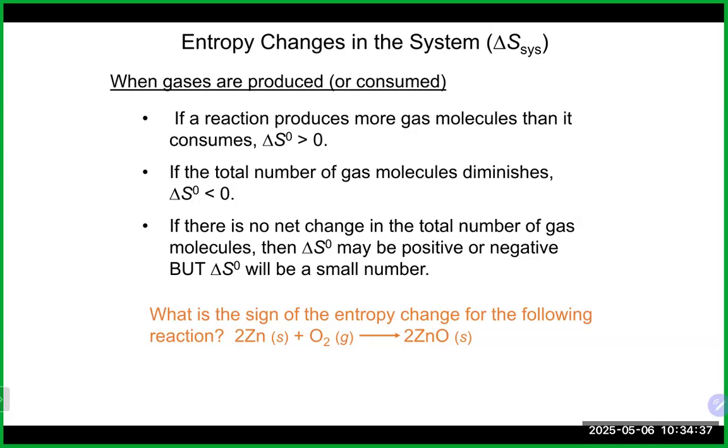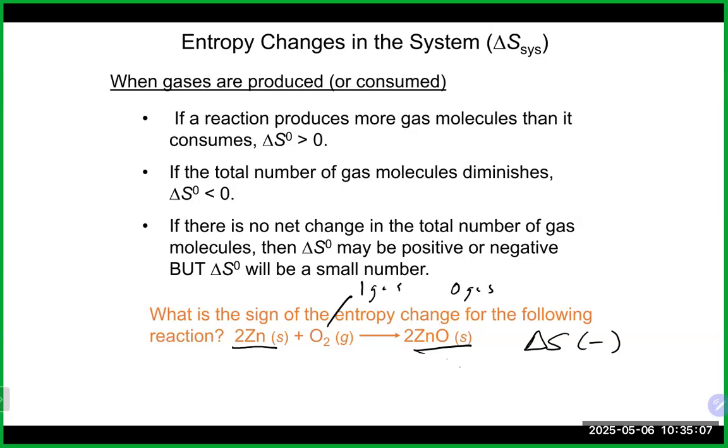Yeah, it would be negative in this case. Again, this is a solid. That is a gas molecule, so that's 1. And on this side, this is actually a solid, so we have no gas molecules. So we're going from a system of 1 gas molecule flying around to a system of no gas molecules flying around. That definitely is going to increase the order, and we would expect our delta S for this reaction to be negative. Any questions on that one there?